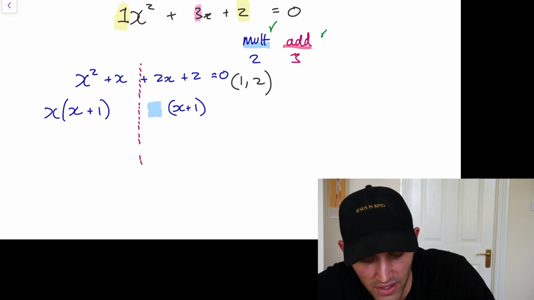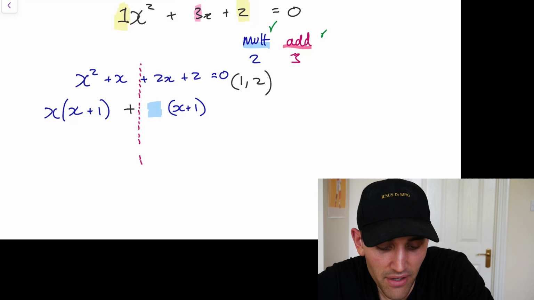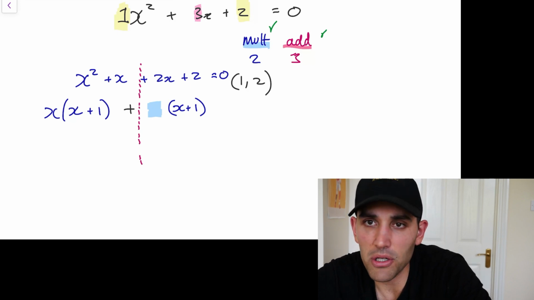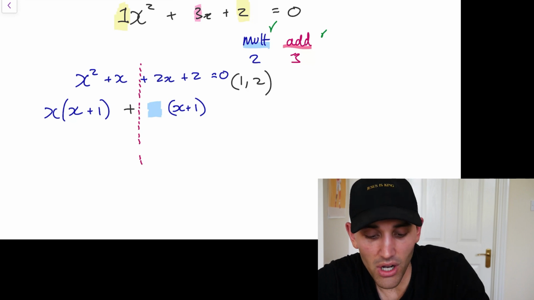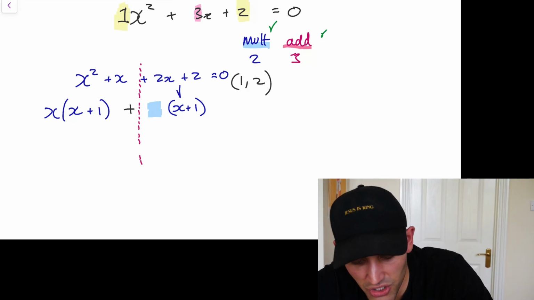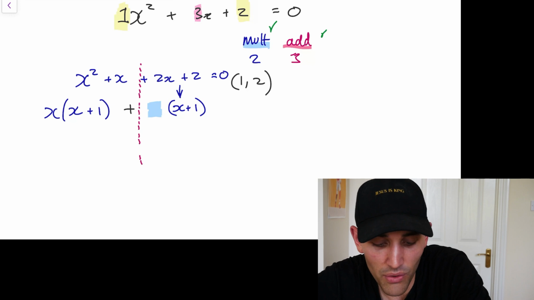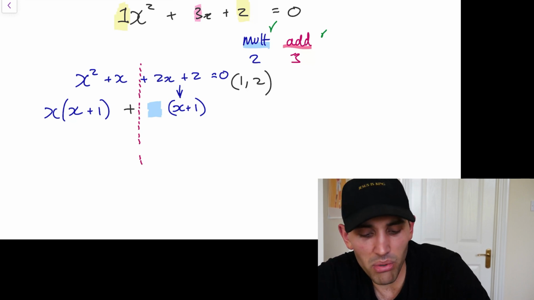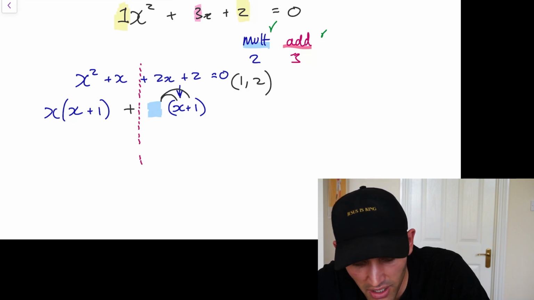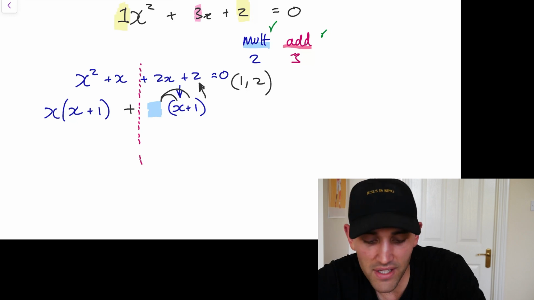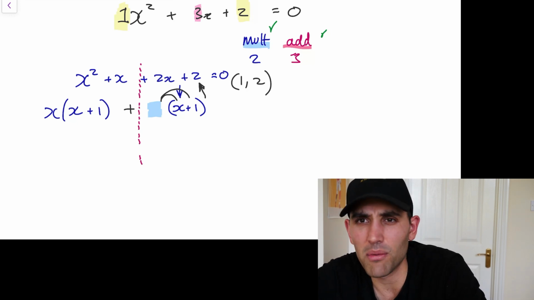I've got to connect these, so I've got to put a plus there, and I've got to think of a number that I can put in the blue box that I've just drawn that makes the right hand side true. So I want this right hand side to have not changed in value at all. I want this to still equal 2x plus 2. So what number can I put here so that if I were to expand this bracket back out, we would still have this right hand side? Well, what number is going to go there?